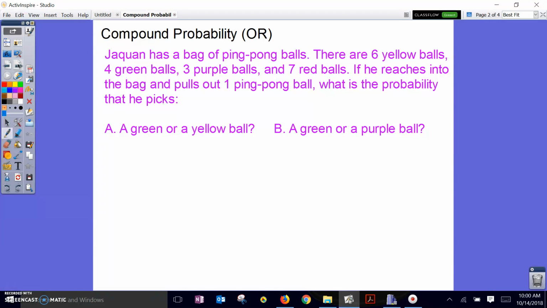First type, Jaquan has a bag of ping pong balls. There are 6 yellow balls, 4 green balls, 3 purple balls, and 7 red balls. If he reaches into the bag and pulls out one ping pong ball, what is the probability that he picks? Okay, first, a green or a yellow. Well, we look at the total. There are 20 total ping pong balls in this bag.